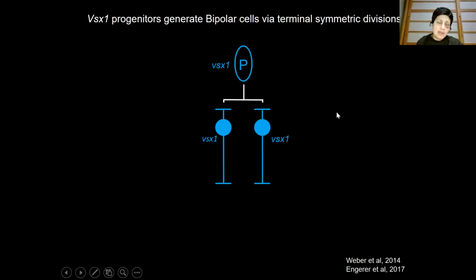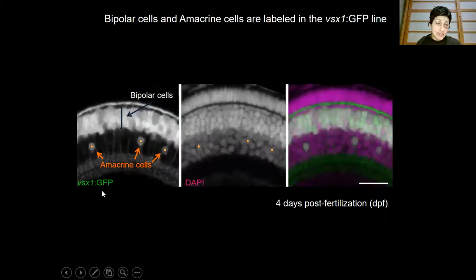And these VSX1 expressing bipolar cells are generated by terminally dividing progenitors that also express the same transcription factor and that are essentially committed to their exclusive generation. Okay, so this was shown a few years ago and we were able to confirm it. But what is interesting is if you look at a stable transgenic line, VSX1 GFP, that was not made by us, but very well established, you will notice not only bipolar cells being labeled, but also amacrine cells. These are inhibitory interneurons also located in the inner nuclear layer.